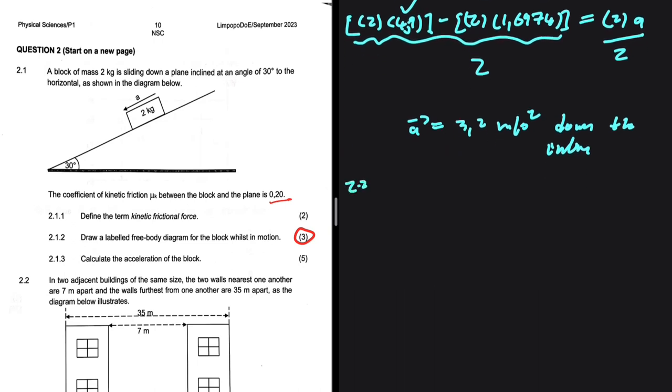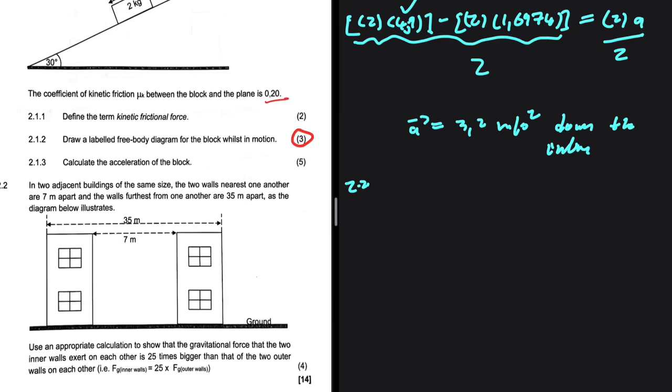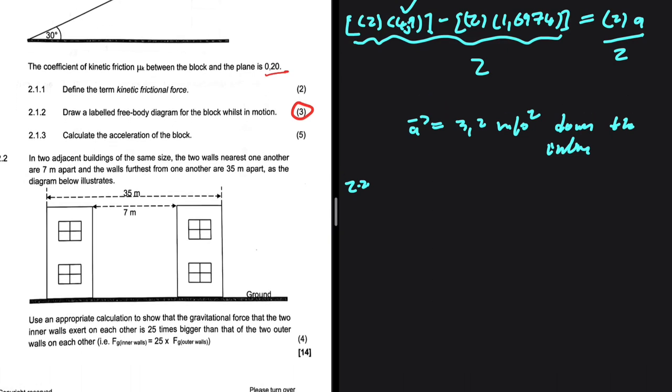Let's do 2.2. In two adjacent buildings of the same size, the two walls nearest one another are 7 meters apart, and the walls furthest from one another are 35 meters apart, as the diagram below illustrates. Right, we can see them. And then the question is saying, use an appropriate calculation to show that the gravitational force that the two inner walls exert on each other is 25 times bigger than that of the two outer walls on each other. And then they're saying we need to show that Fg of the inner walls is equal to 25 times that of the outer walls. What is Fg?